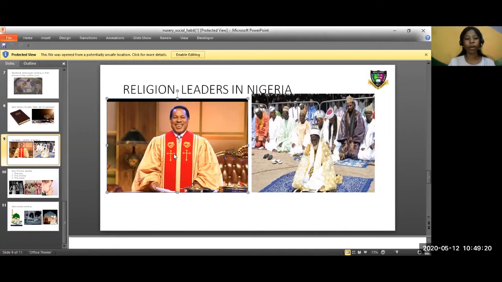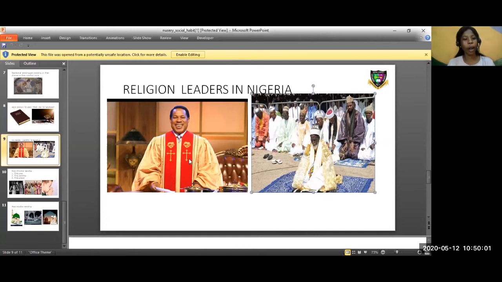Picture of a pastor preaching in the church. While we have the imam, we call them imam in Muslim. Imam, leader, they worship. You can see they are kneeling down, while the Christian pastor is standing. Muslims kneel down to worship their God. You can see the imam here in front and the members at the back, while the pastor is standing and preaching. So these are the two religion leaders in Nigeria.